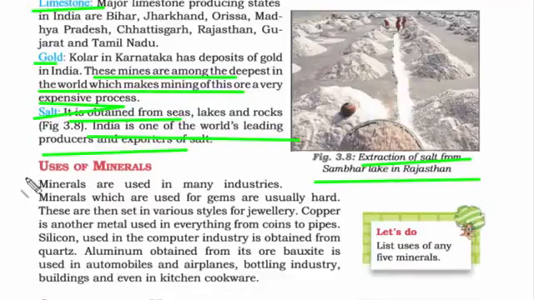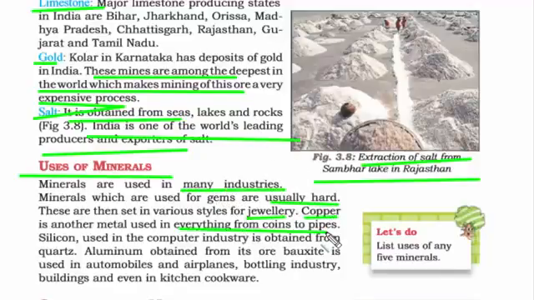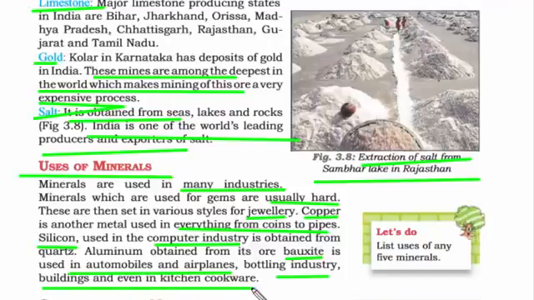Now let's read about where the minerals are used. So they are used in many industries. Since they are usually hard, it is good for making jewelry. Copper is another metal used in making coins or pipes or wires. We use silicon in computer industries for making computer chips. And as I said before, bauxite is an ore of aluminium and is used in automobiles and airplanes, bottling industries, and even in kitchen cookware.